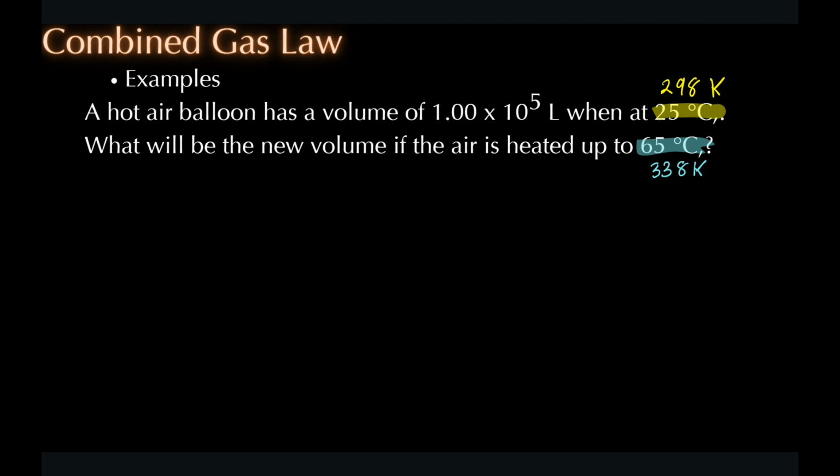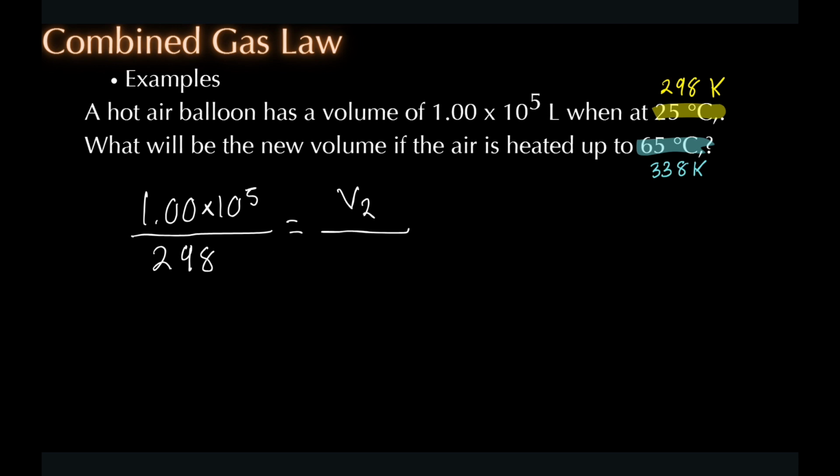Putting this in, our initial volume is going to be that 1.00 times 10 to the 5th liters. We are going to divide that by the initial temperature in Kelvin, so the 298, and we're going to set it equal to, it is asking us to find the new volume, so that is our V2, divided by the final temperature of 338.